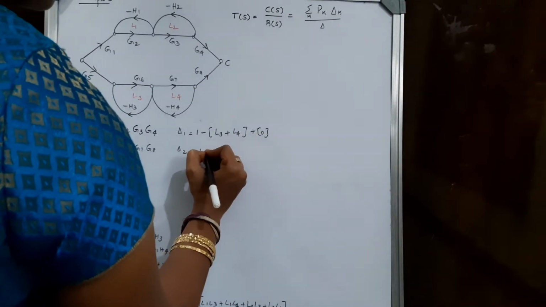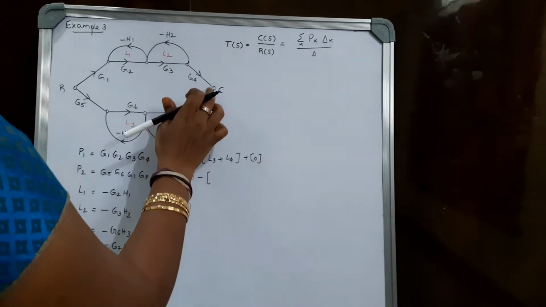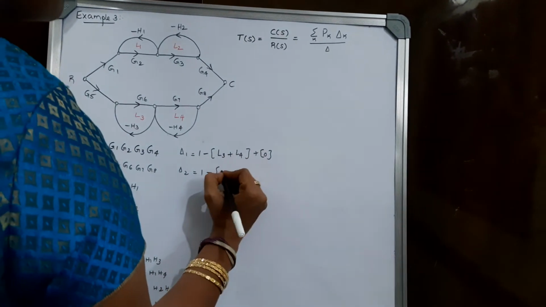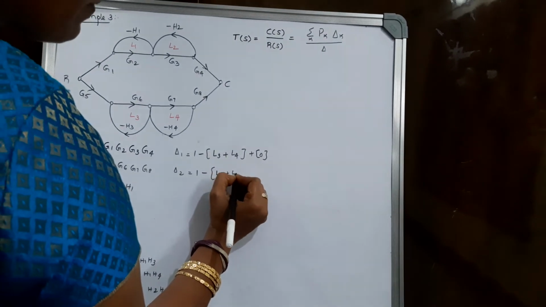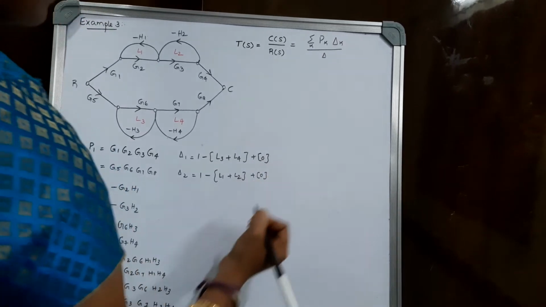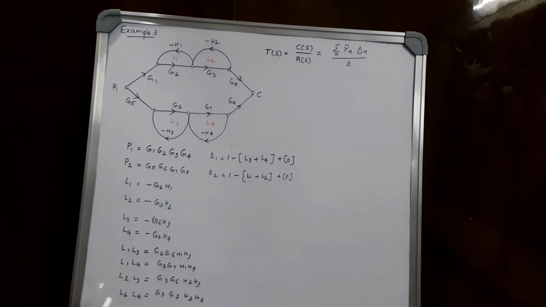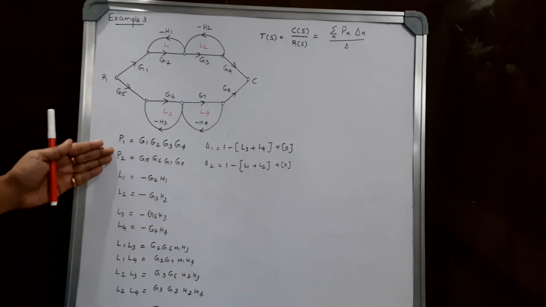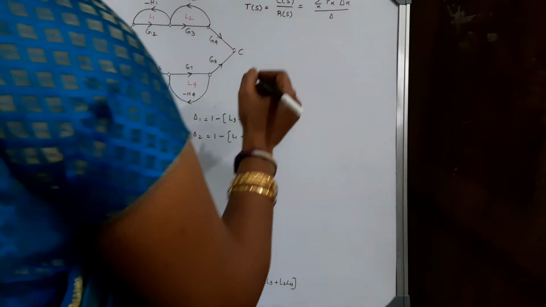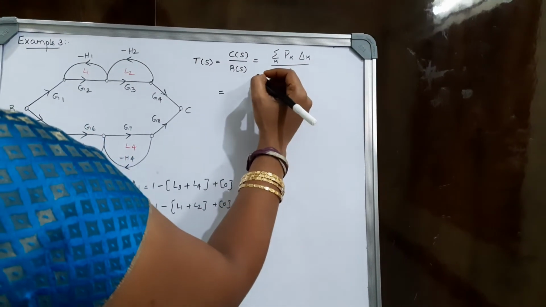Then on similar lines, 1 minus of. So this is supposed to be the second path. To this path, which are the loops which are not touching to each other? That is L1 and L2. The combination of non-touchings are 0. So this is how we calculate delta 1 and delta 2. We have delta here, we have forward paths, loops, then non-touching loop combination. All that we have to do here is to just substitute in the Mason's gain formula.